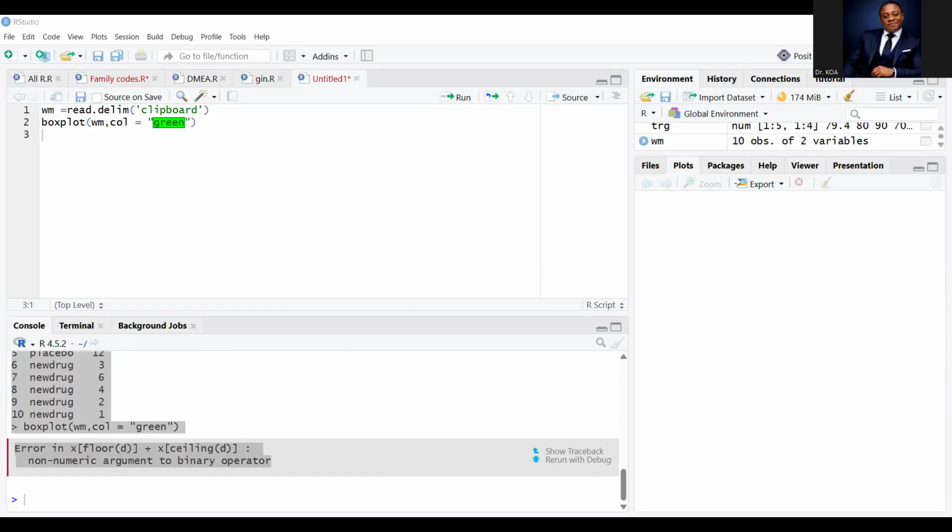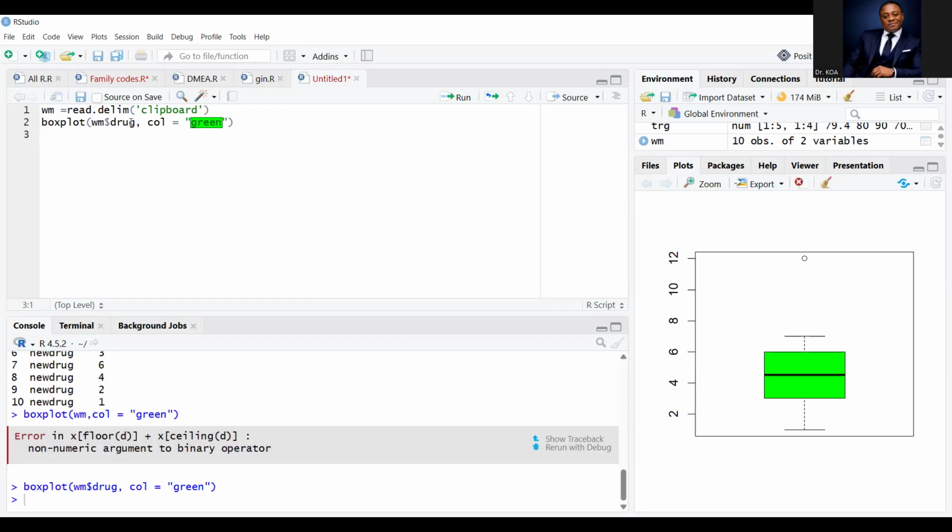Okay. So instead of this box plot, let's just do this. Please watch what I've done. Boxplot WM dollar sign drag. Let's do that, and that should show this. Boxplot WM dollar sign drag, rather, and that should show you the box plot.